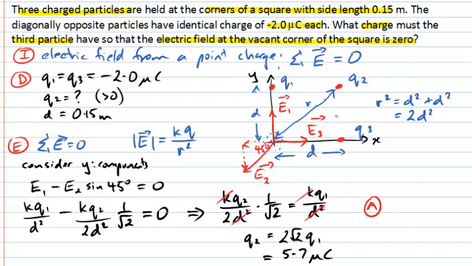Q2 turns out to be a larger charge than Q1 and Q3. It's the opposite sign, which we determined by looking at our diagram. Does it make sense that it's a larger charge? Well, the field from Q2 has to cancel the fields from Q1 and Q3. So it has to cancel out the field from two charges. So you might expect it maybe to be larger.